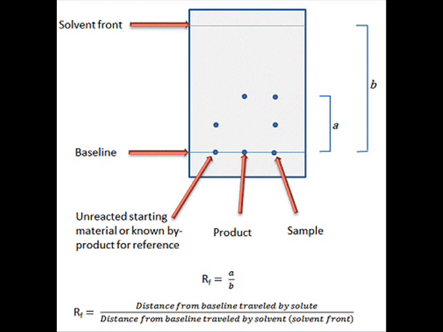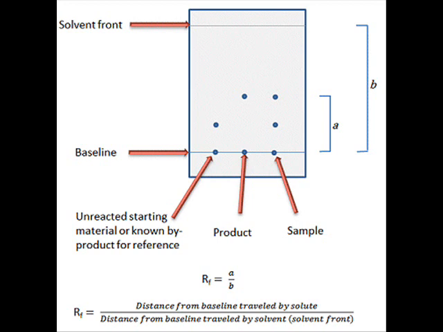We start off on the baseline and we put our samples there, and then we put it into water or any solvent, and then the solvent soaks up, and eventually at the end the solvent front will reach a certain point, and that's the distance from the baseline traveled by the solvent, B. But the dyes also travel. So the distance from baseline traveled by the solute, here indicated by A. And if you divide A by B, you get a value that is always between 0 and 1, and that is called the RF value.